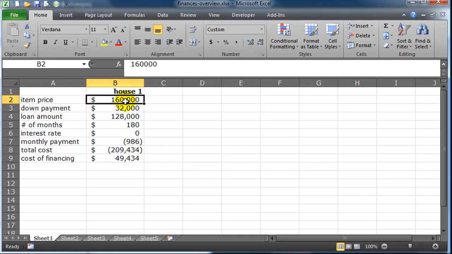Okay. So here's what we've got. This house is $160,000. I made a 20% down payment and financed the rest for 15 years. Oh, my interest rate isn't displaying properly, even though it's still in there accurately. Let me just change this back over to a percentage, and I will show decimals there.